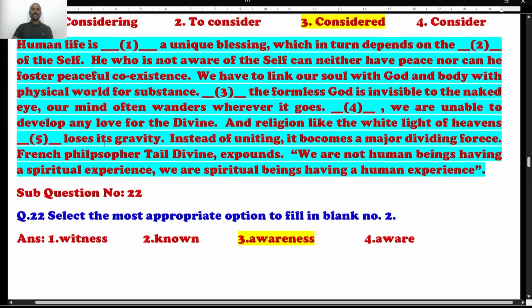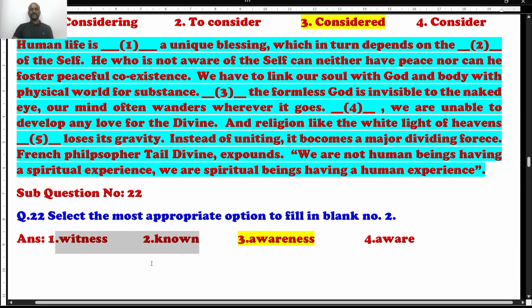So here you will find, well, which in turn depends on the dash of the self. You say, no, human life is considered as a unique blessing, which in turn depends on dash of the self. Witness of the self, known of the self, aware of the self. Remove these two words, witness of the self, known of the self. Just choose between awareness or aware. Well, depends on aware of the self or depends on awareness? Students, aware is an adjective. Awareness is a noun form. According to the grammar, depends on the awareness of self is grammatically correct because we need a noun form there, not an adjective form.